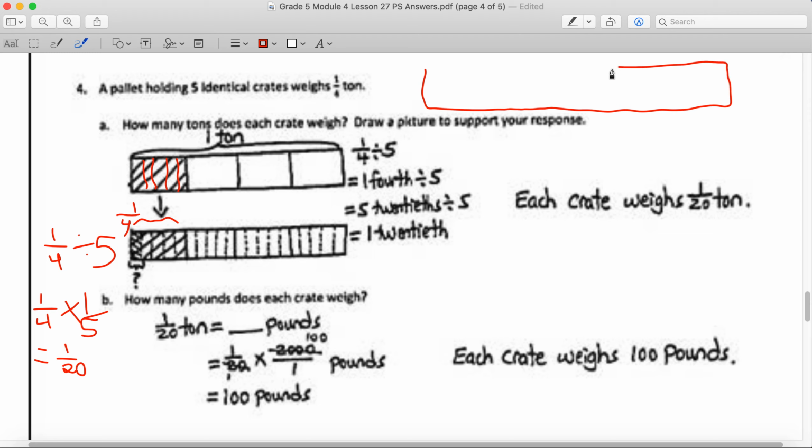Here's your pallet, and it has 5 crates. So each one of these is a crate. Or you could have just drawn 5 rectangles if you want to. 1, 2, 3, 4, 5, right? So this would represent 1/4 of a ton.